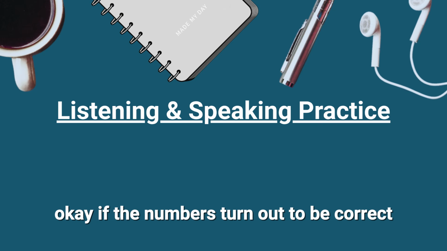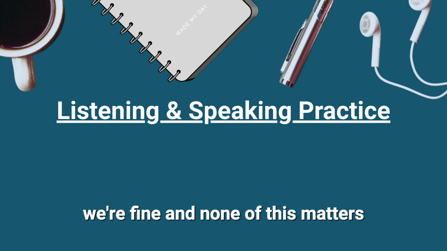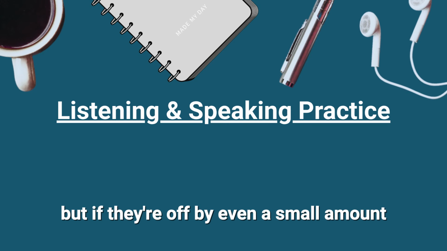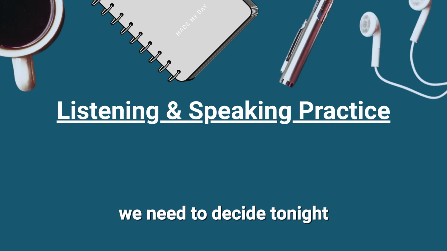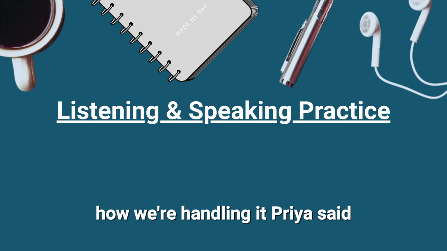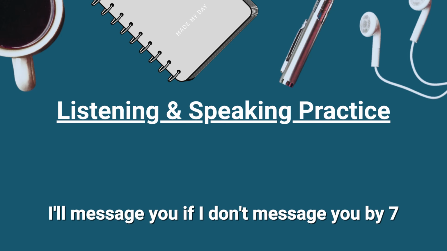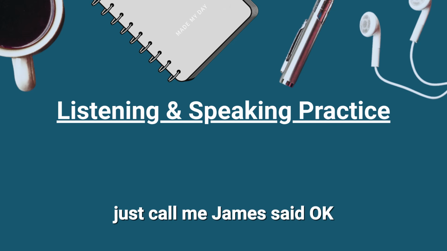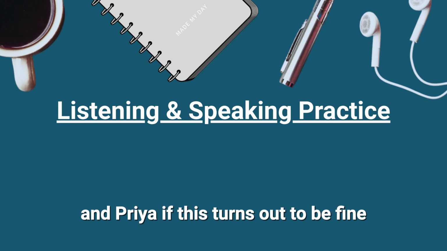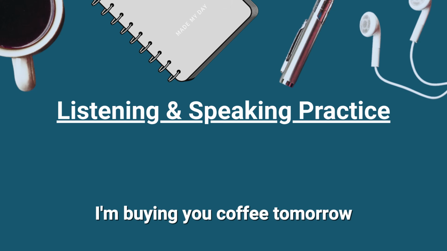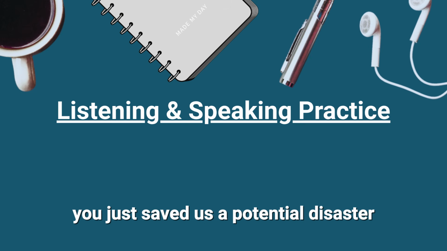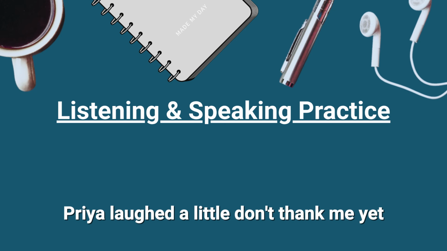"Agreed. Okay. If the numbers turn out to be correct, we're fine, and none of this matters. But if they're off by even a small amount, we need to decide tonight how we're handling it." Priya said, "I'll know within the hour. I'll message you. If I don't message you by 7, just call me." James said, "Okay. And Priya, if this turns out to be fine, I'm buying you coffee tomorrow. You just saved us a potential disaster." Priya laughed a little. "Don't thank me yet."